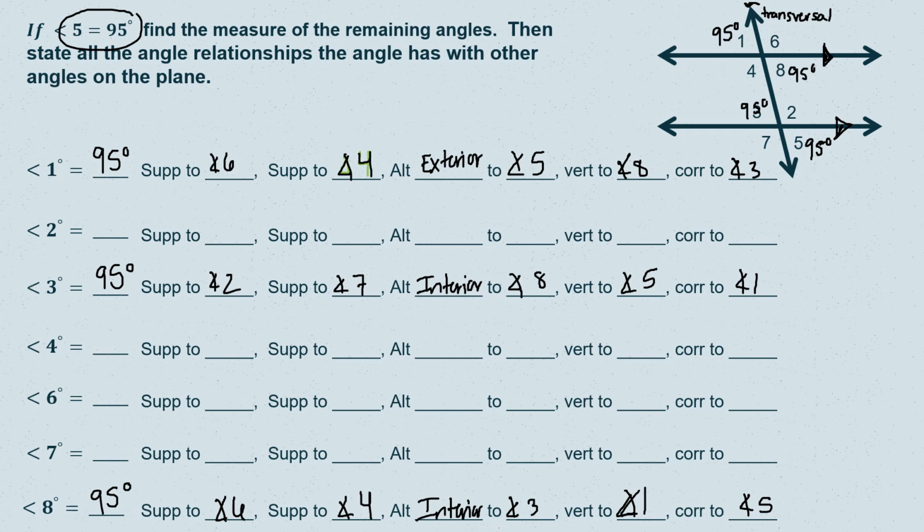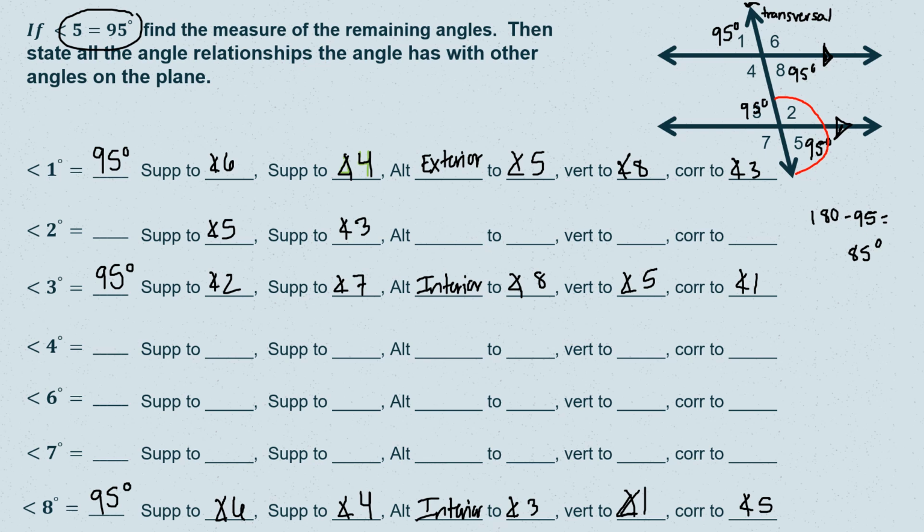So let's go back to angle 2. Angle 2 originally is supplementary to angle 5. That was our given angle. All right, so angle 2 is supplementary to angle 5, and it's supplementary to angle 3. So what could possibly be the measure? Well, we know 180 degrees is what supplementary angles add up to, and we know one of those angles is 95. So if I subtract that 95 degrees, my remaining angle is going to be 85 degrees.